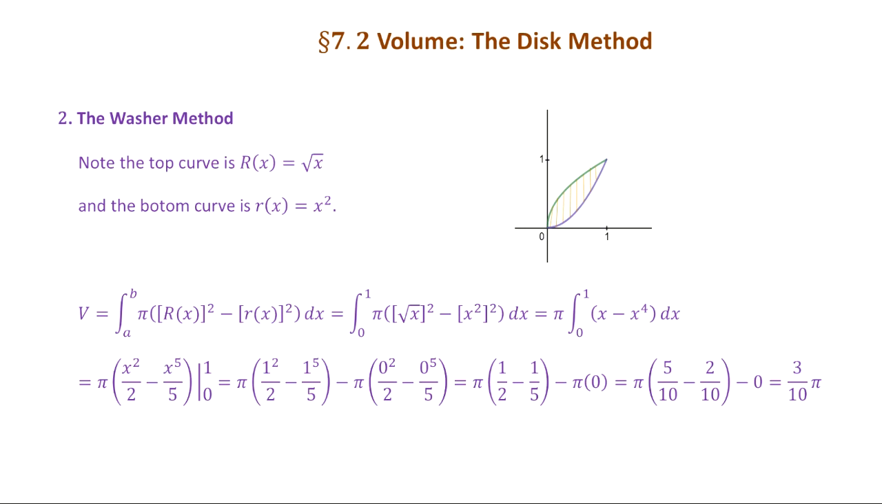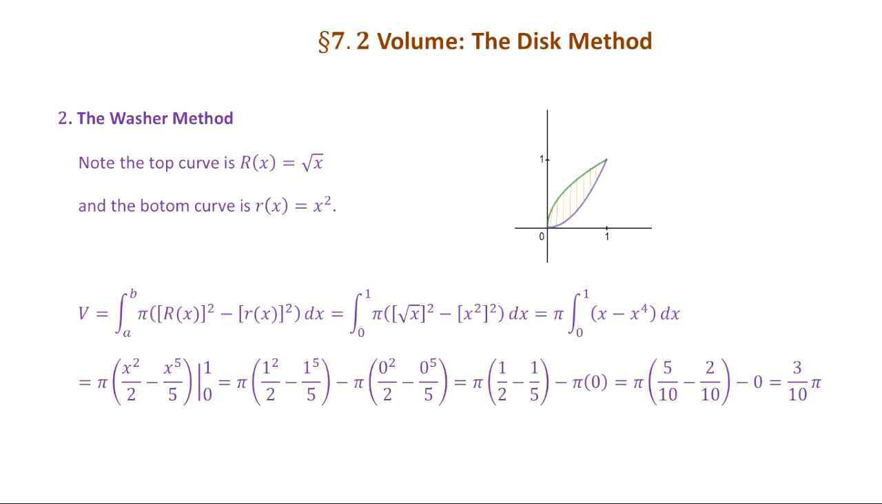While in the disk method, you don't have the lower curve, so you just take the square of the top curve. So now we got square root of x on the top and x squared at the bottom. So we square both. If we square root of x, you get x itself, and x squared squared, you get x to the fourth. And then you integrate x minus x to the fourth. You get x squared over 2 minus x to the 5 over 5 using the power rule, remember? And then you plug in 1 and 0 for x and subtract.